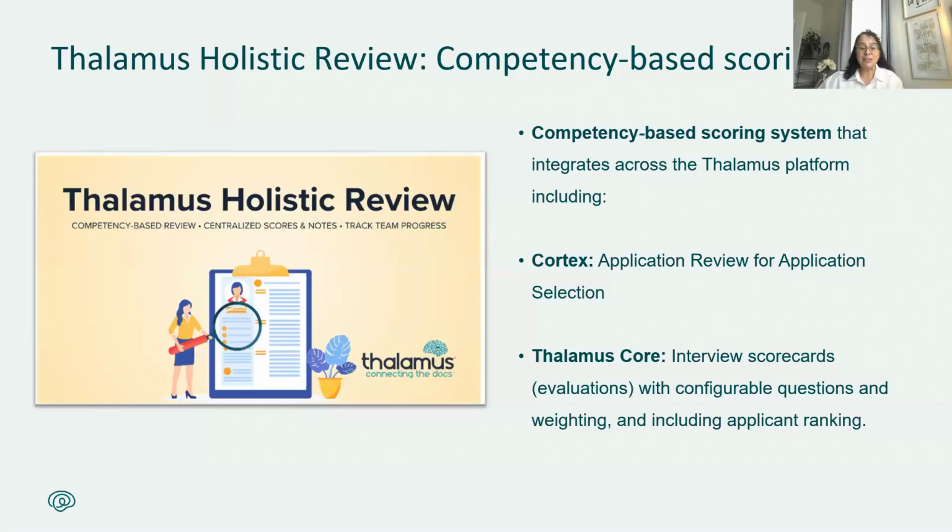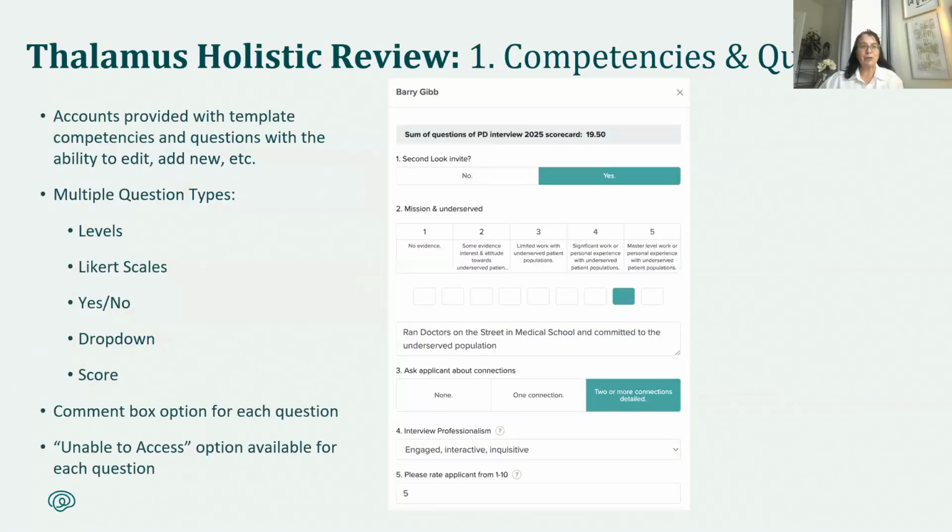And so as a result, you are going to be able to create different competencies and different questions. Those competencies, like Laura just did an amazing job explaining, you will be able to create in your Thalamus Holistic Review platform and then build questions that you will then be having your application reviewers and or your program interviewers use to complete and submit those scores and those evaluations.